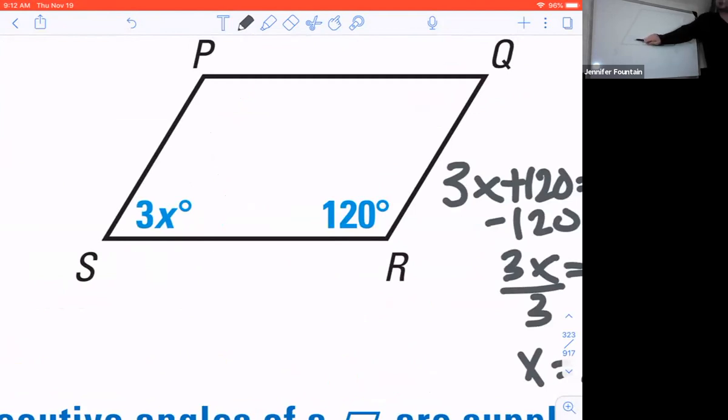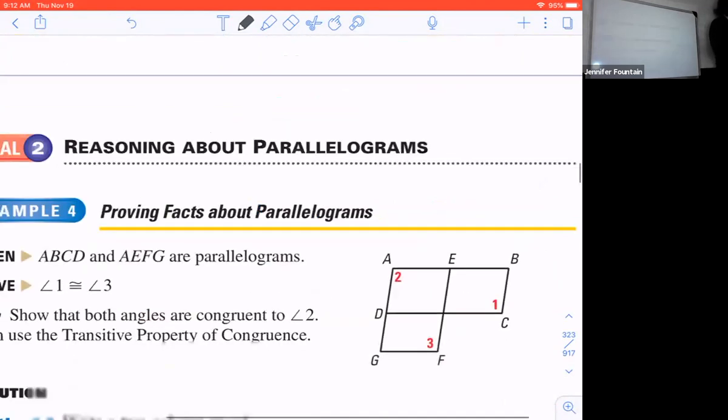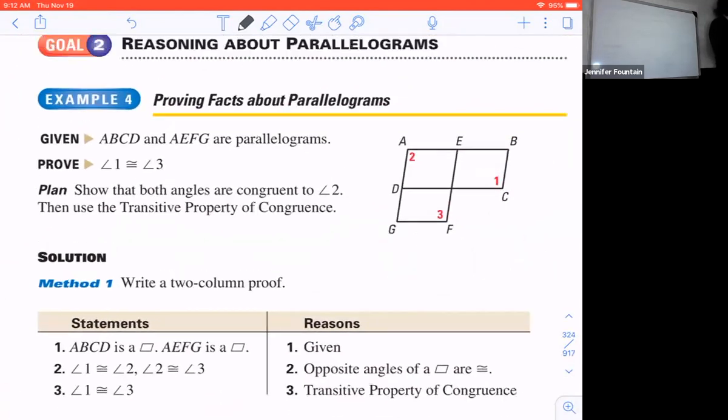60, because we said x is 20 and 3 times 20 is 60. So we know that is 60 degrees. Okay. Let's look at goal 2.